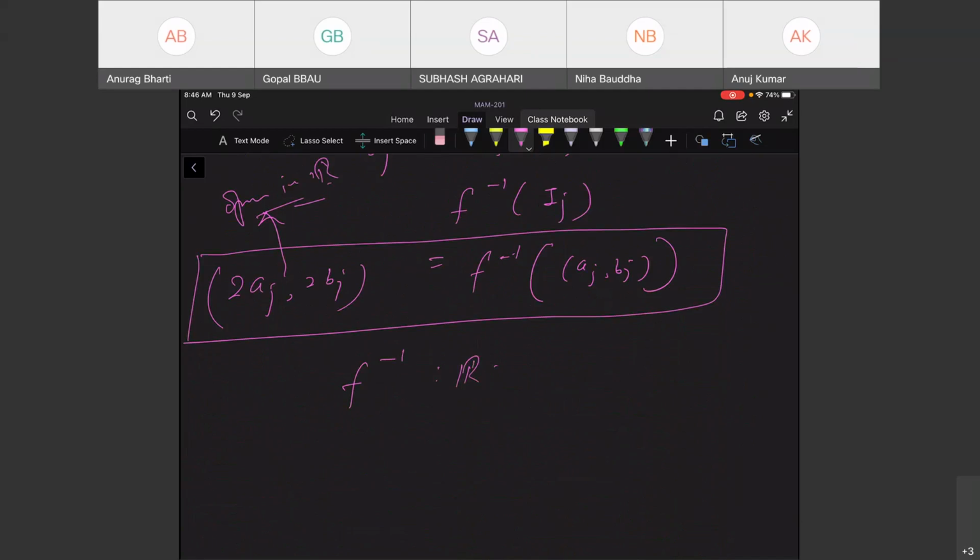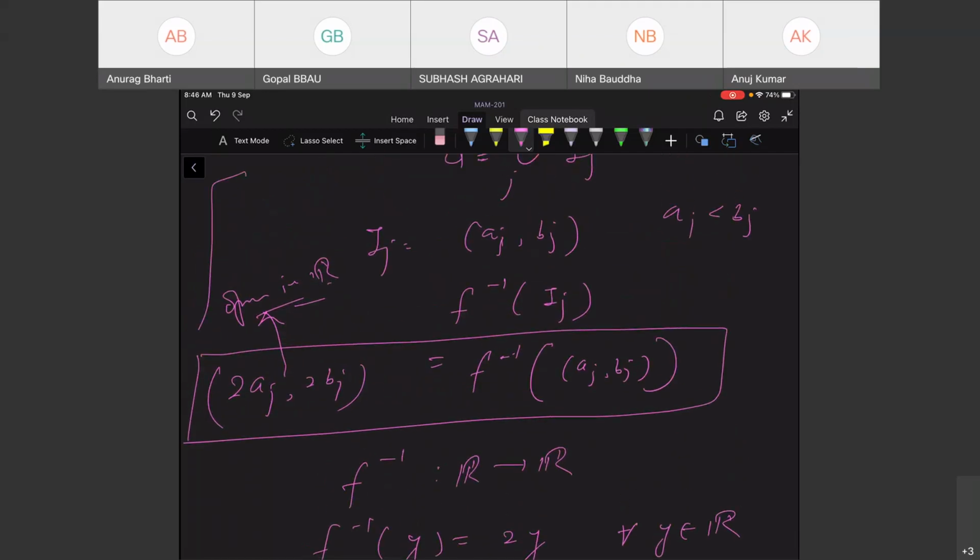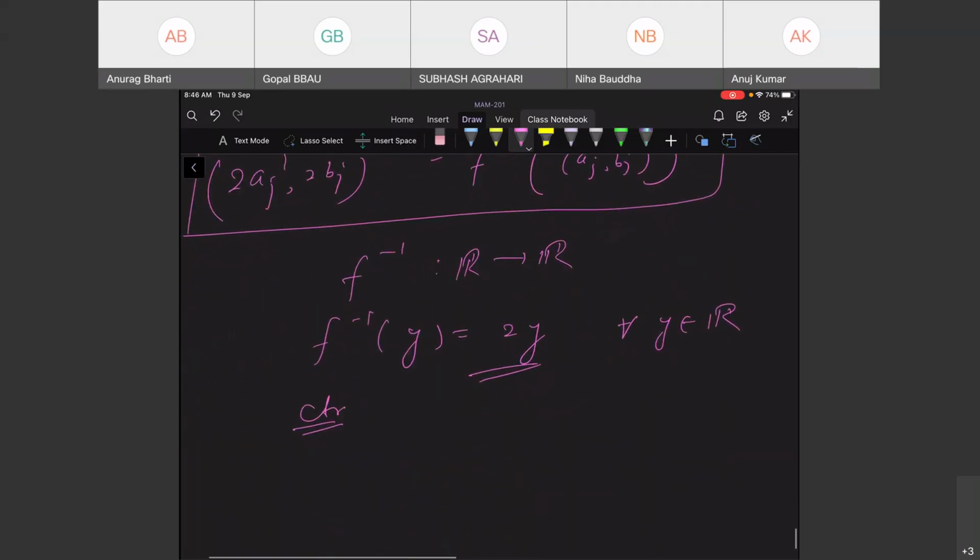Similarly, you may show the same for F inverse. Now talk about what F inverse is. F inverse is from R to R. Can anyone tell me what F inverse would be? F inverse of y is? This would be 2y, for all y in R. This is also continuous, using the same trick. So hence f, with f(x) equal to x by 2 for all x in R, is a homeomorphism.